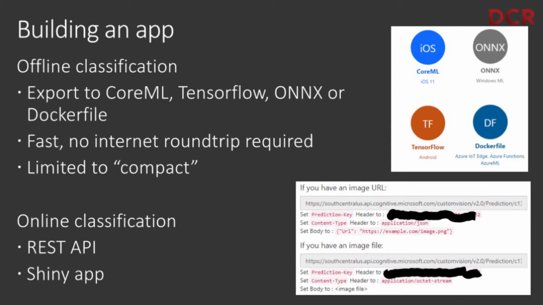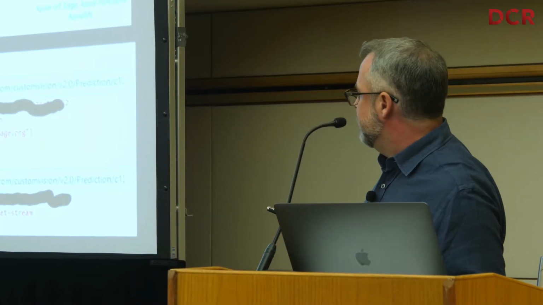If you're connected to the internet, you can connect through the REST API, and you saw me doing that from R a minute ago. And I'm going to use those same functions to connect to a Shiny app just through the endpoint that the service provides me. The code for the Shiny app is available on GitHub, but let me just show you how it works.